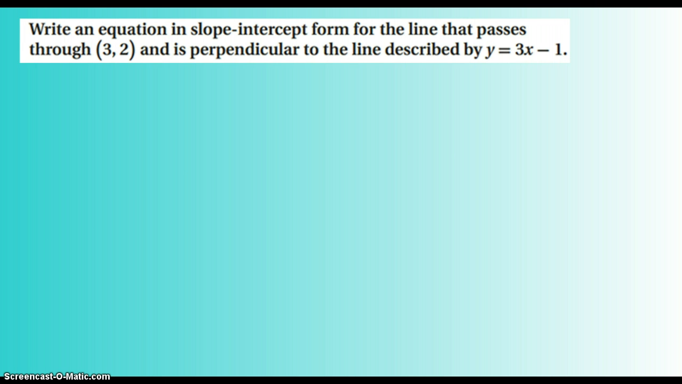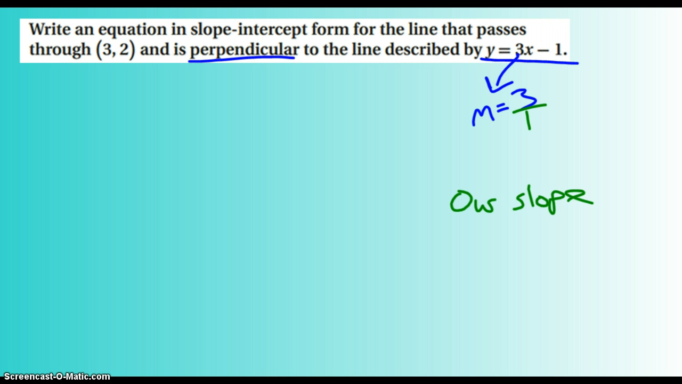And lastly, just like we did with parallel equations, we can write an equation in slope-intercept form of a line that passes through the point (3, 2) and is perpendicular to, no longer parallel to, the line described. So this line right here. The slope of this line is 3, but we need the slope of a line that's perpendicular to that one, meaning I'm going to take 3 over 1 and flip it to 1 over 3. And I'm going to change the sign. So we need our slope to be negative 1/3.